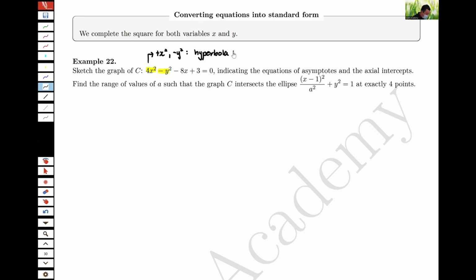Before we draw, we should always aim for standard form. Standard form looks something like that. I just write here so that we can take reference. We want to aim for such an equation. Always go to standard form.